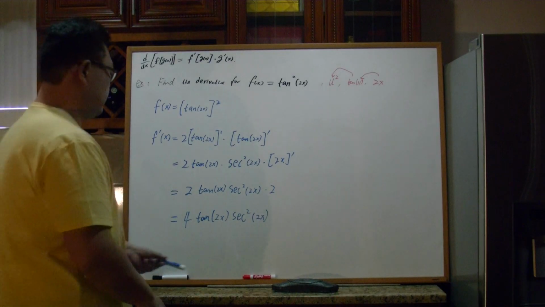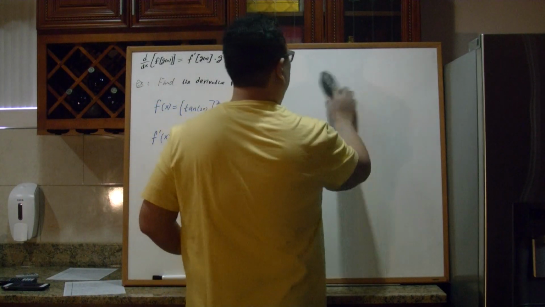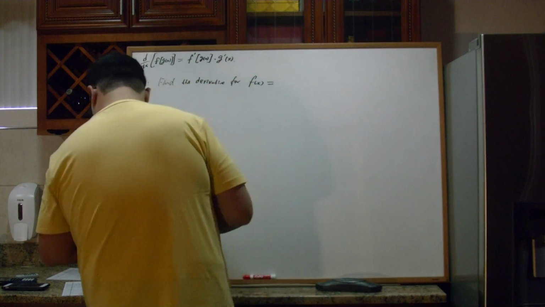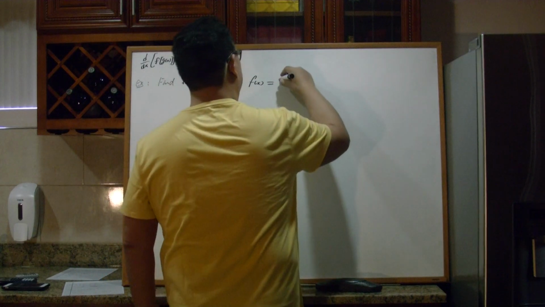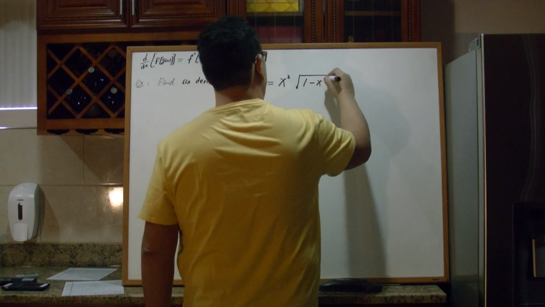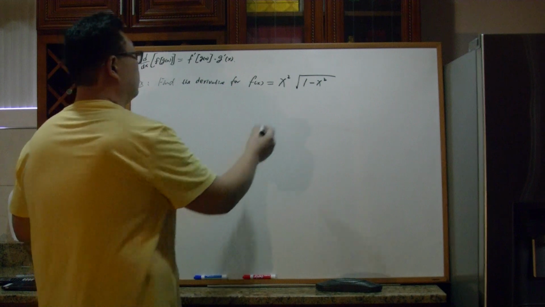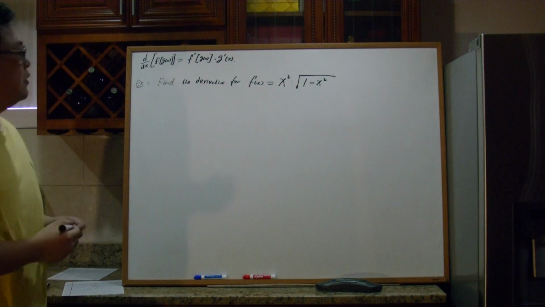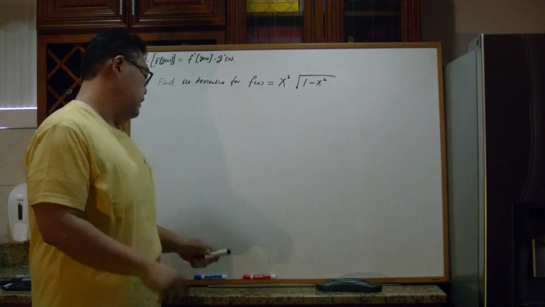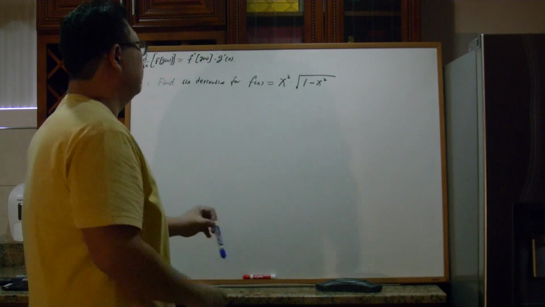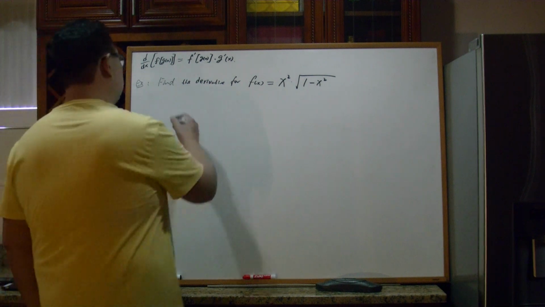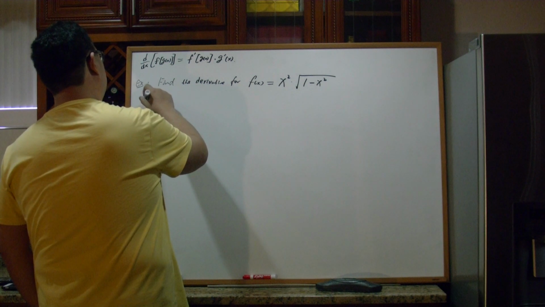Then we check the next one, find the derivative for the function given, f of x equals x squared times the square root of 1 minus x squared. We could put a little multiplication sign to distinguish between the x squared and the square root. So this one is the product of two expressions, which when we do that, we need to identify the u and the v.